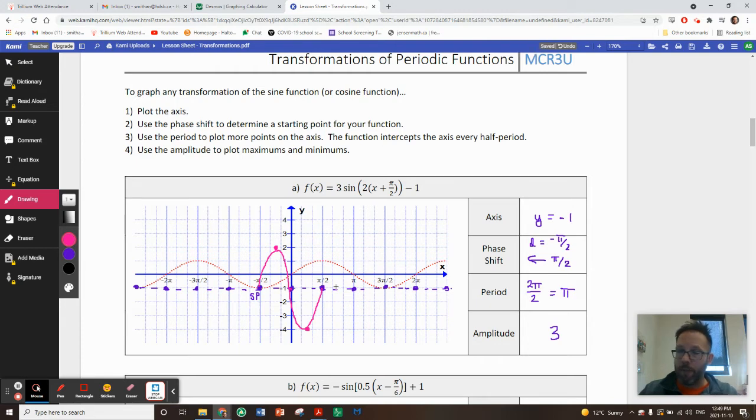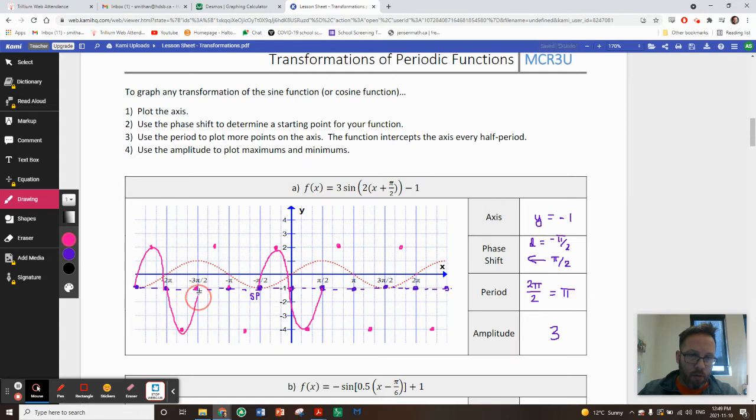And we're just going to fill up the graph with more points. 3 above, 3 below, 3 above, 3 below. I guess with the shortened period, we're definitely going to fit a lot of cycles on here. And that's okay.